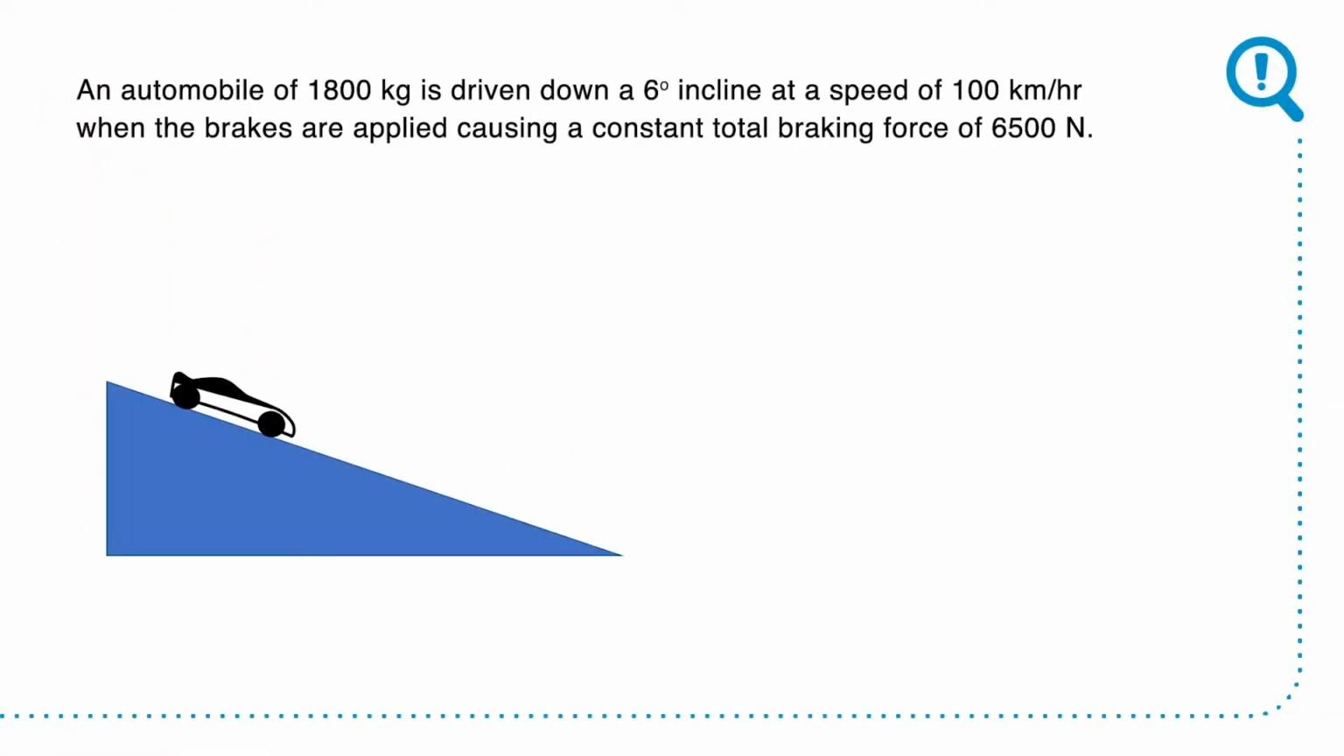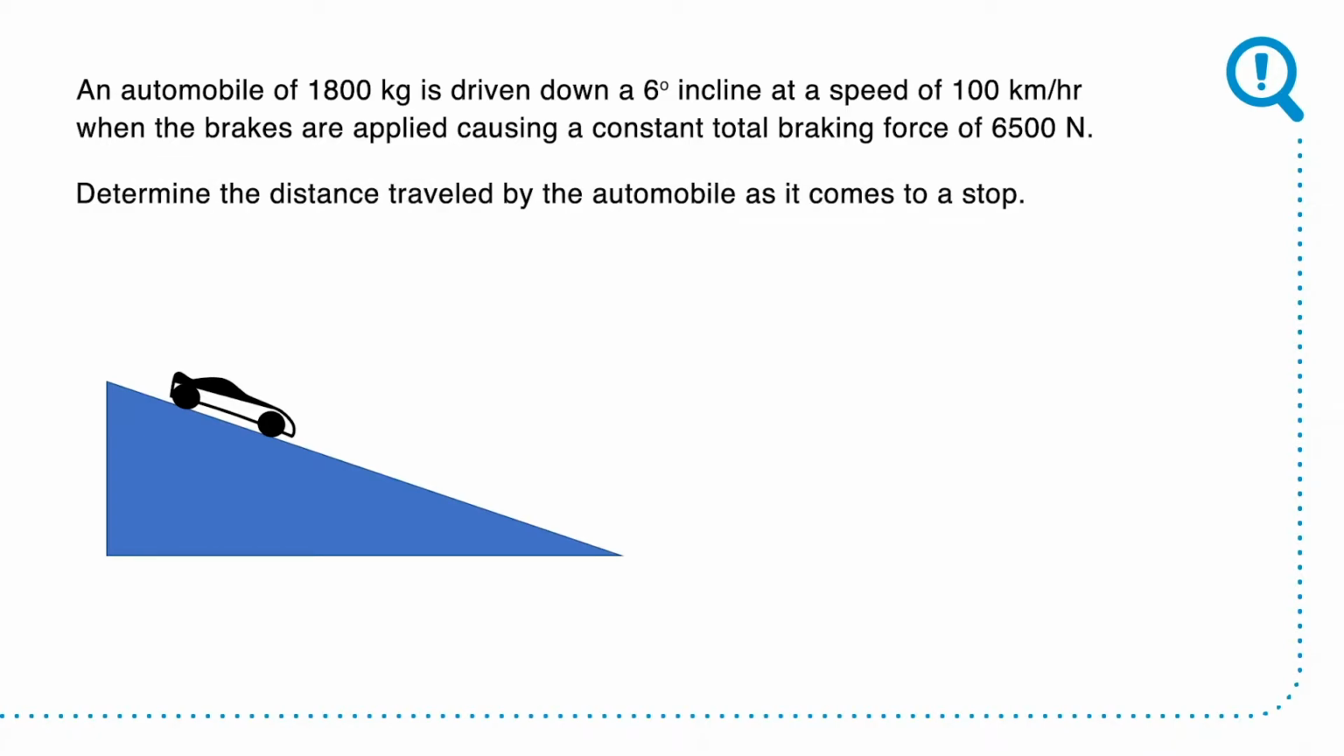So let's start with something a bit straightforward. An automobile of 1,800 kilograms is driven down a 6-degree incline at a speed of 100 kilometers an hour when the brakes are applied, causing a constant total braking force of 6,500 newtons. Find the distance traveled by the auto as it comes to a stop. So really, in terms of the motion, that's all that's happening. It's moving down the ramp.